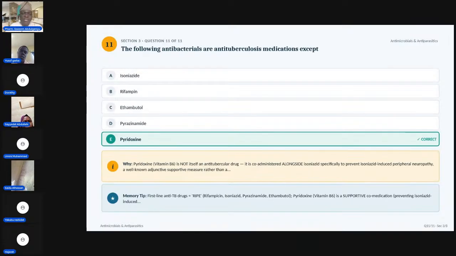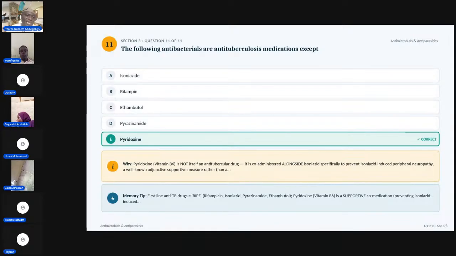And then the next one is saying the following antibacterials are anti-tuberculosis medications, except. See, the funny thing in this question is that all of these drugs are being taken by somebody that has tuberculosis. All. But he said the following antibacterials. So pyridoxine is your vitamin B6. I don't know if you are following. Your pyridoxine is your vitamin B6, not an antibacterial on its own.